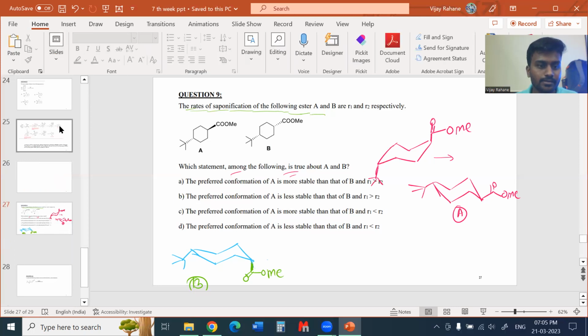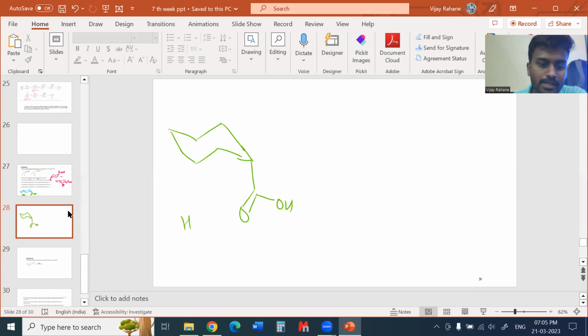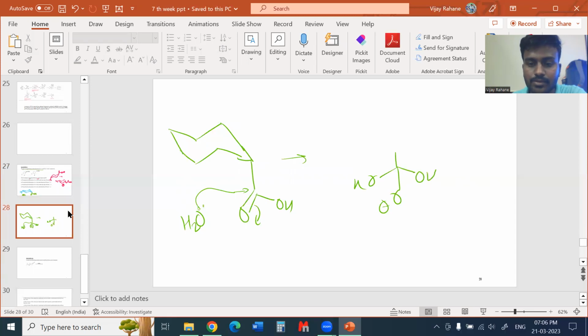I'll add a new slide. Here, if it is an ester, at the time of hydrolysis, what happens? The hydroxide attacks here, and it is converted into this one. So this group is converted into the tetrahedral intermediate, like here will be OH, here will be O negative, and here is the OR.